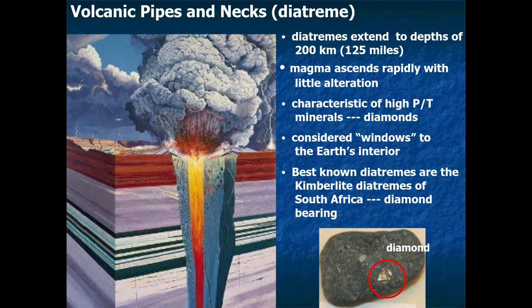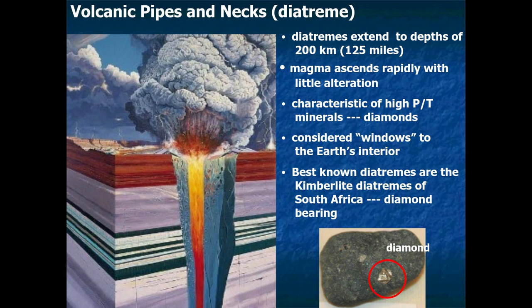And in this case, there's really little alteration to the magma. And it's characteristic of very high pressure temperature minerals. This is where you are going to find your diamonds. Diamonds are very common in these types of deposits.